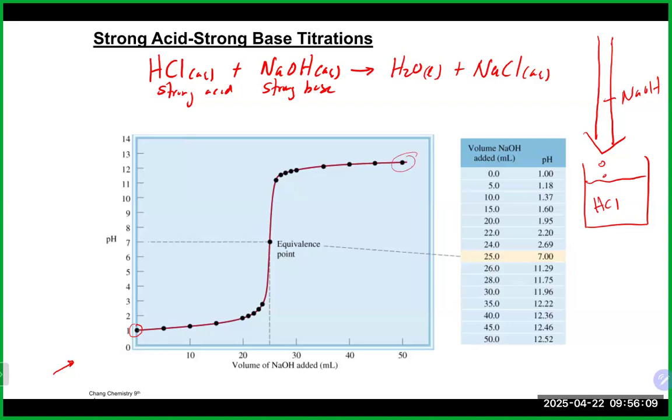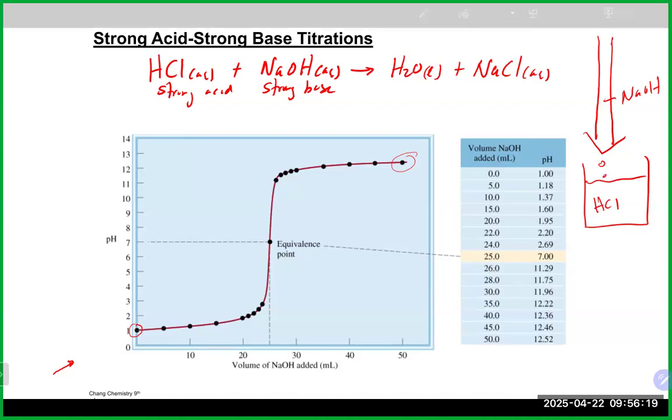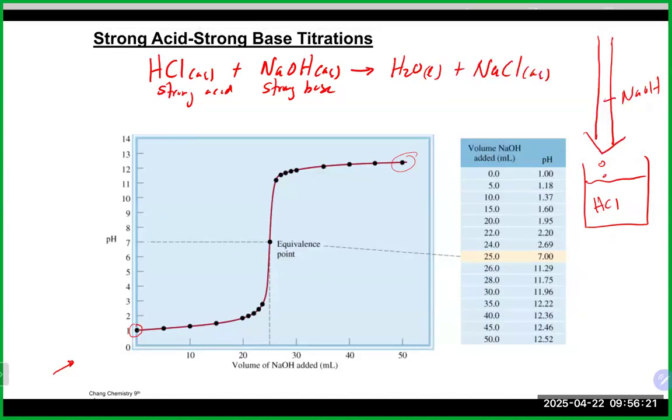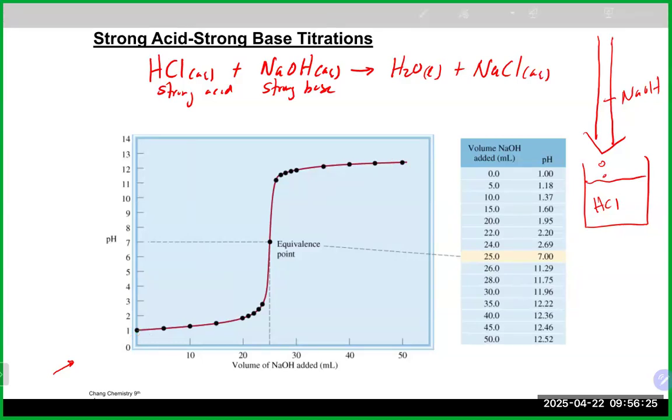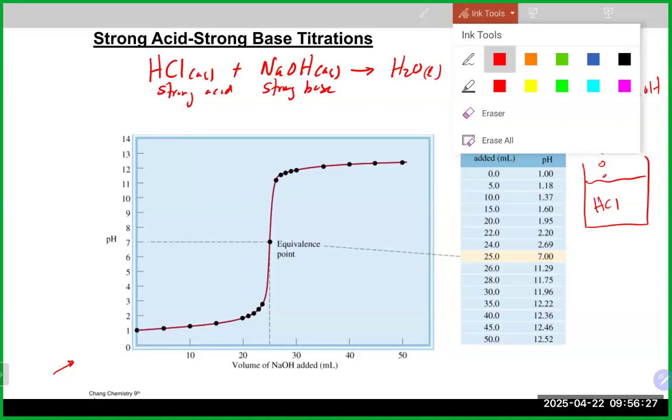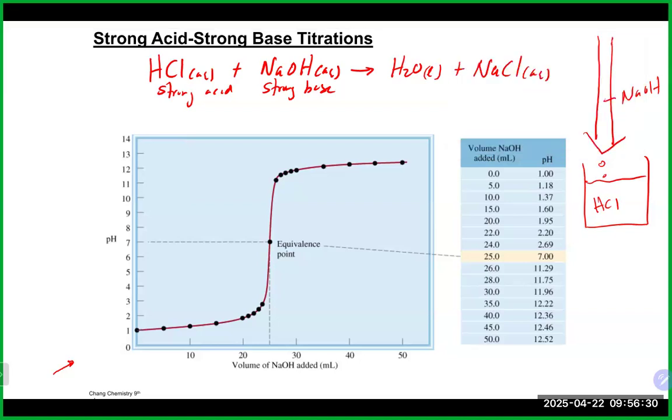Which means by the end of the titration, our pH should have gone up as we continue to add base in this case. Pretty much when you look at any titration curve, there's really four important parts to the titration curve. And we're going to talk about each of these parts and how you approach the pH at each of these parts.